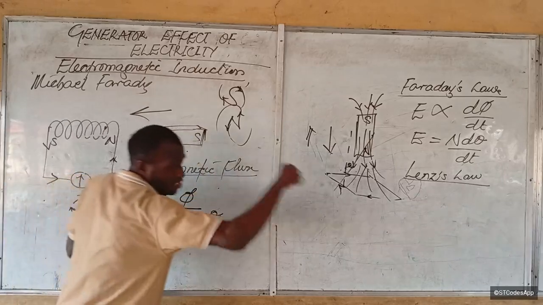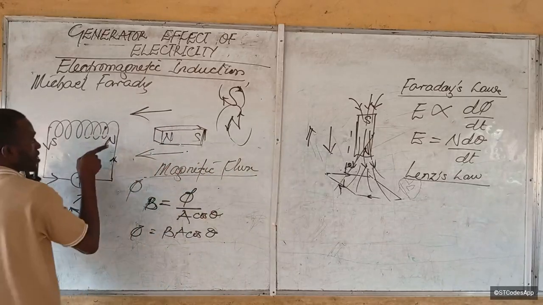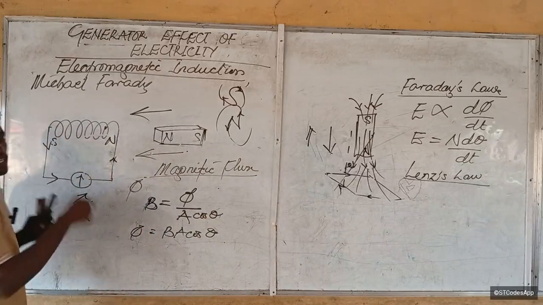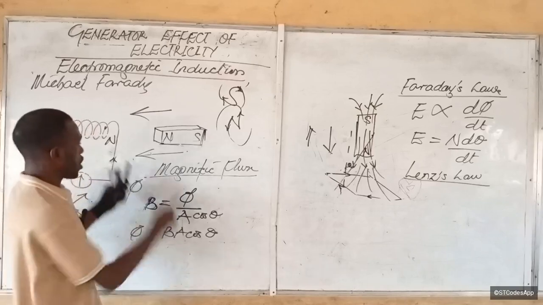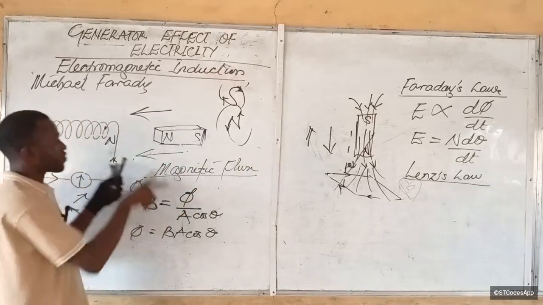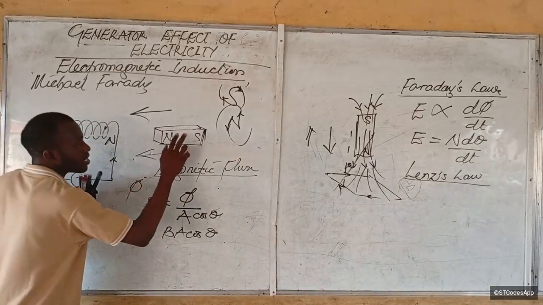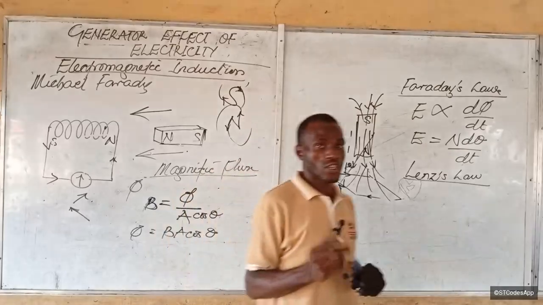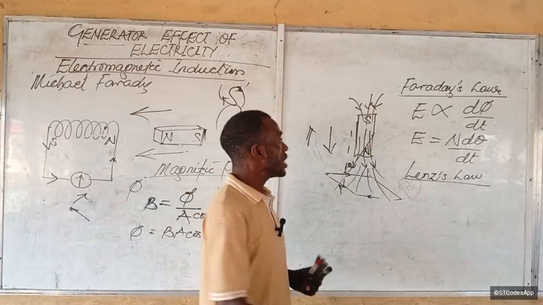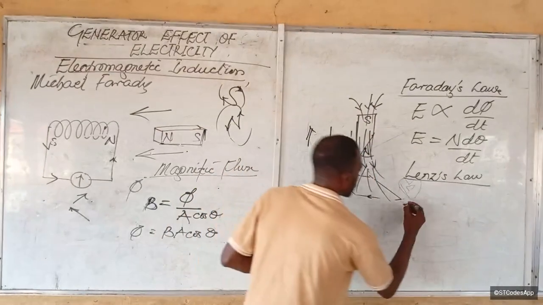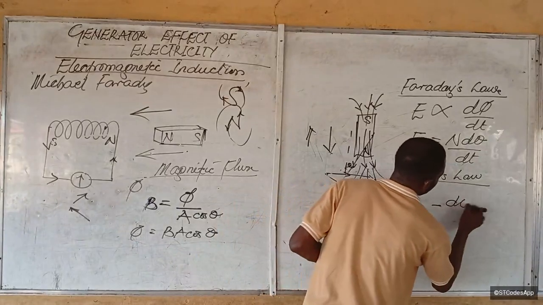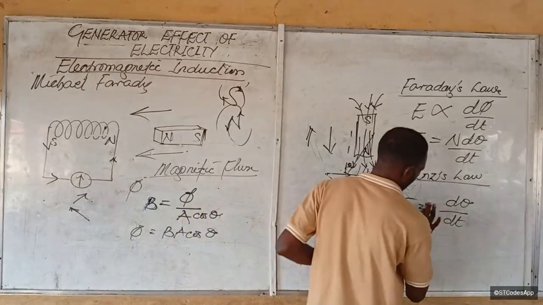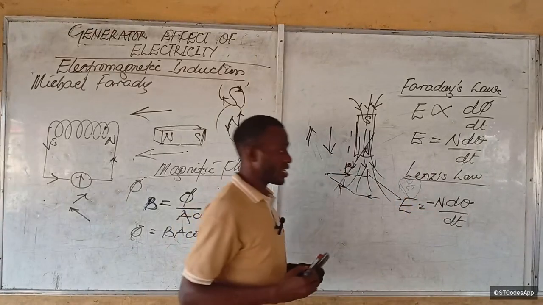The moment you bring this magnet to the back, the current will reverse, turning this place to a south and making this place a north. Does that make sense? So there will be a kind of repulsion here that wants to oppose the change that is producing it. Is that okay? So that's what Lenz's law is saying. So the refined form of that equation now becomes E equals minus N d phi dt.